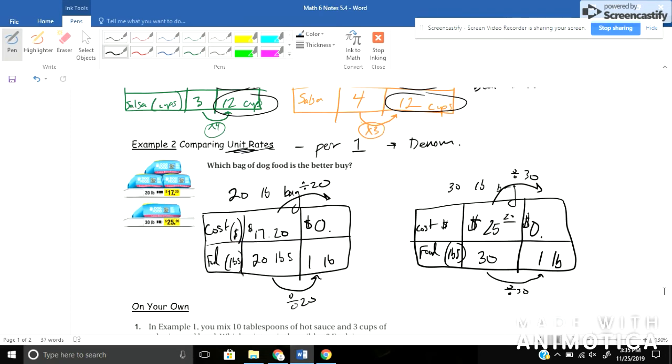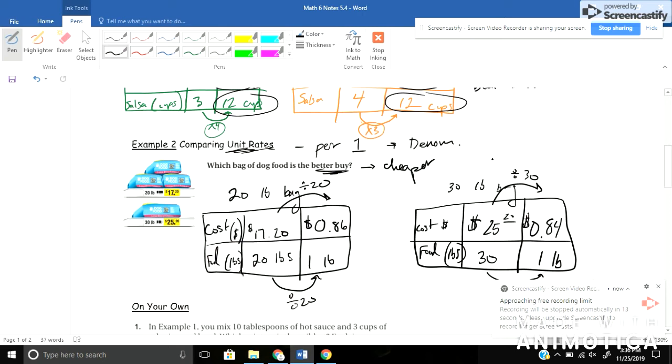We got 1720 and I'm dividing that by 20. I come up with 0.86, in other words, 86 cents per pound for this first bag. And the second one, I've got 25.20, and I'm dividing that by 30, and I come up with 84 cents per pound. So which one is the better buy? Now you're looking for which one is cheaper. Okay, so that would be the 30-pound bag. It's cheaper. A lot of times when you buy in bulk, it is cheaper.